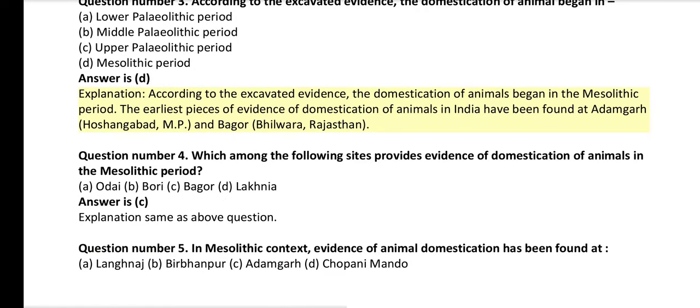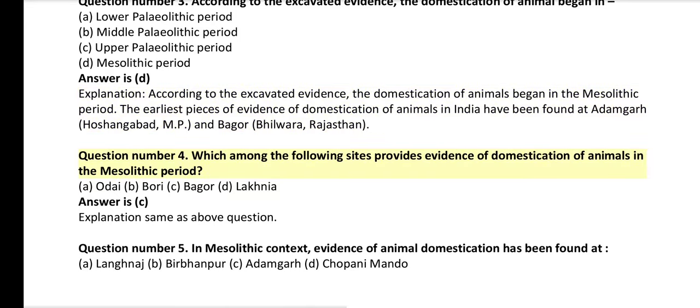Explanation: according to the excavated evidence, the domestication of animals began in the Mesolithic period. The earliest pieces of evidence of domestication of animals in India have been found at Adamgarh, Hoshangabad, MP, and Bagor, Bhilwara, Rajasthan.